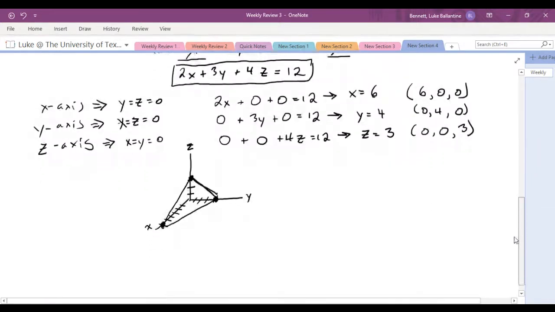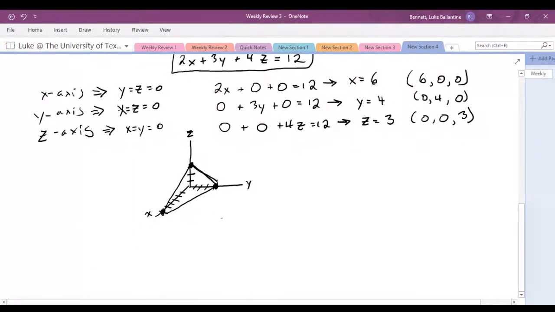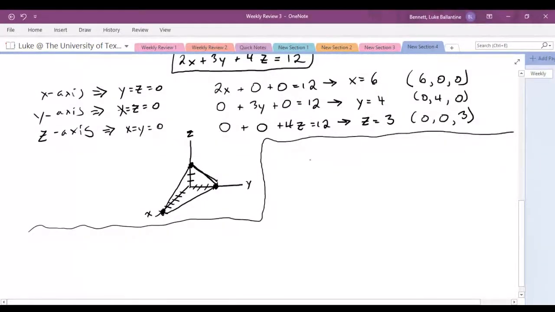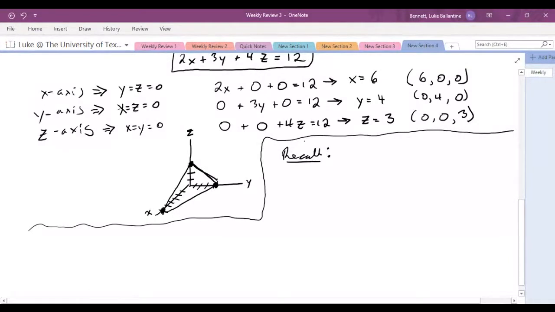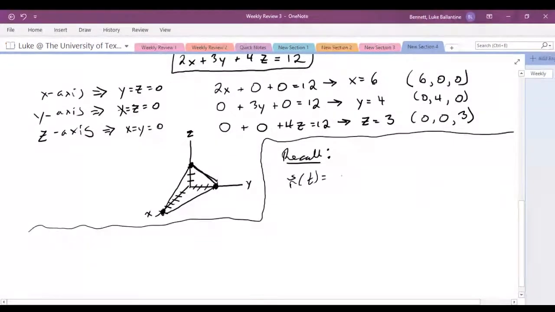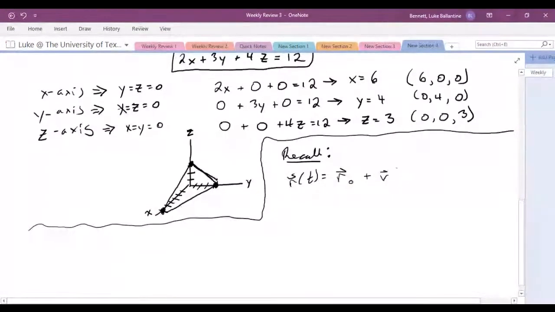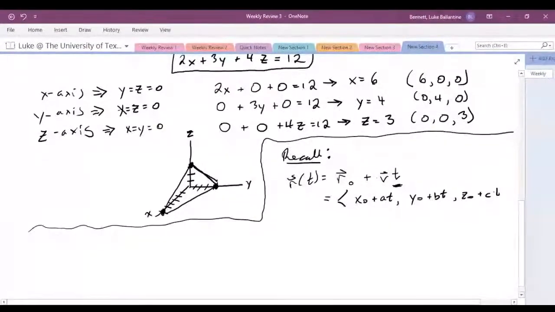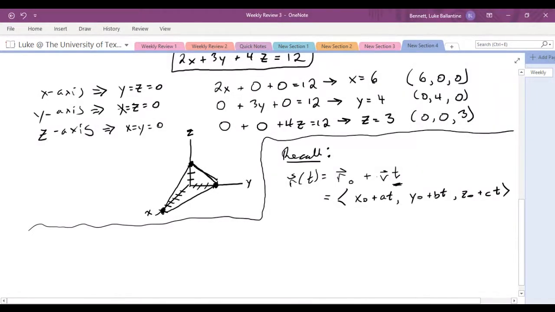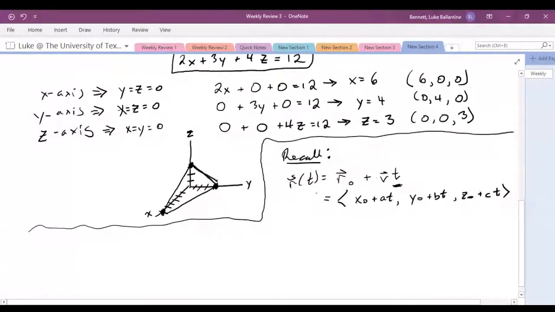So in addition to the level set equation, we also have a parameterization for planes. Recall from last time that we had the parameterization of a line. The parameterization of a line, r of t, was r naught, a point on the line, plus the slope vector times time, or really just a scaling of the slope vector. That was x naught plus at, y naught plus bt, z naught plus ct. That was the parameterization of a line. Notice it has one variable.